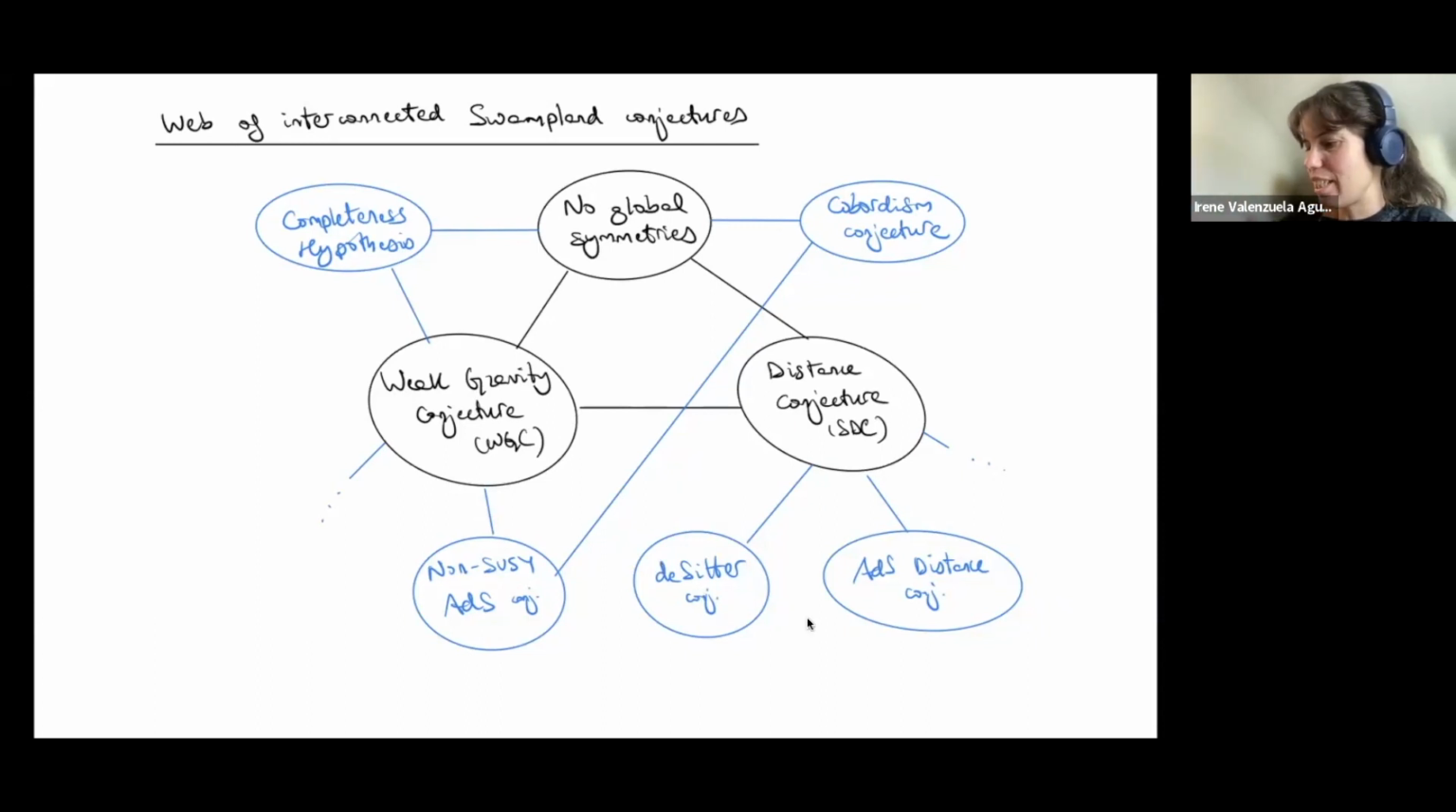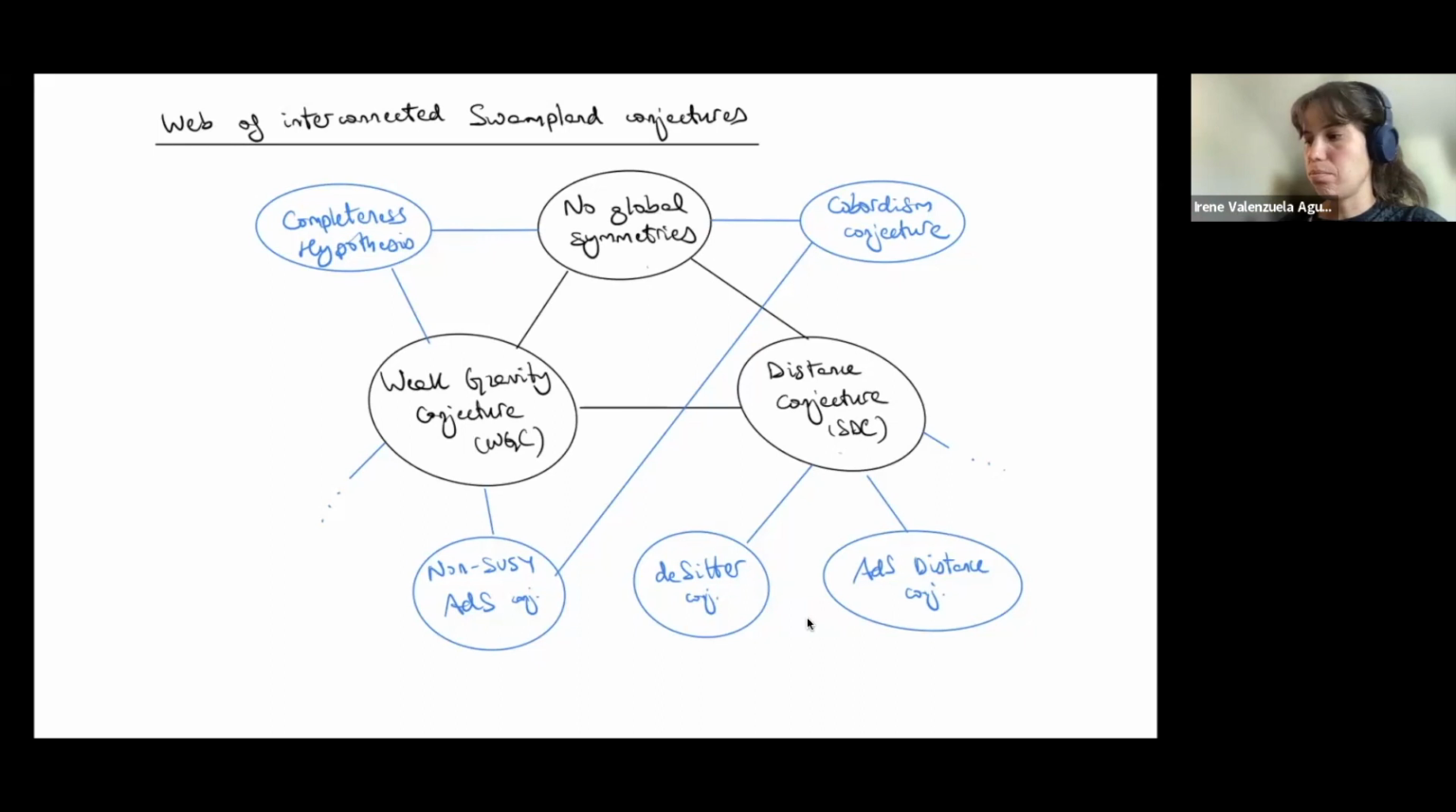So I put here some of these conjectures. I'm going to describe just three of them, which are really the basics, the core of the Swampland program: no global symmetries, the weak gravity conjecture, and the distance conjecture. These three are very important, and everything else that you might hear is actually related to them.